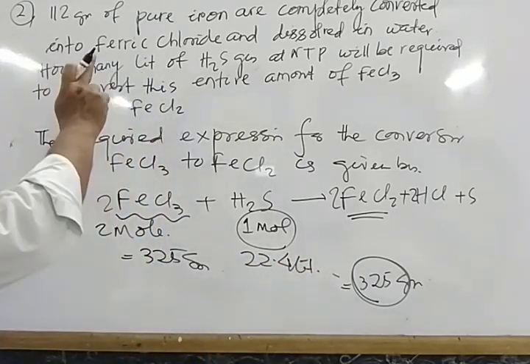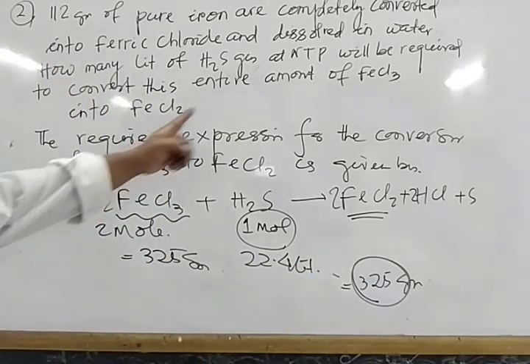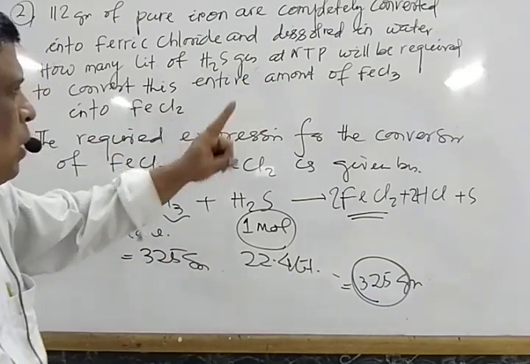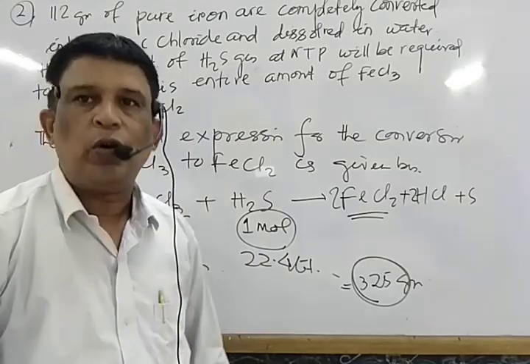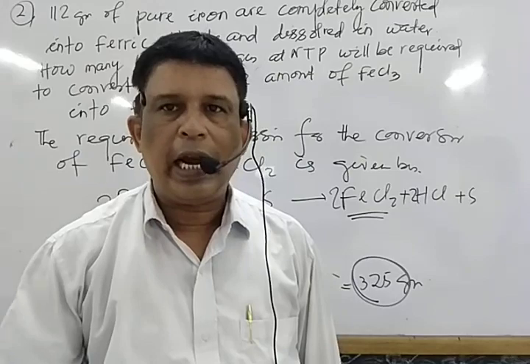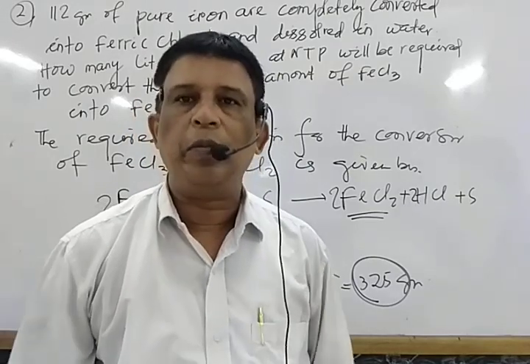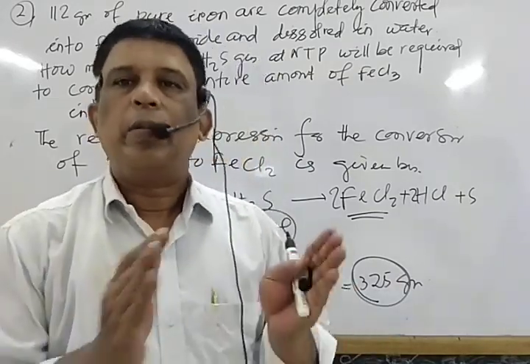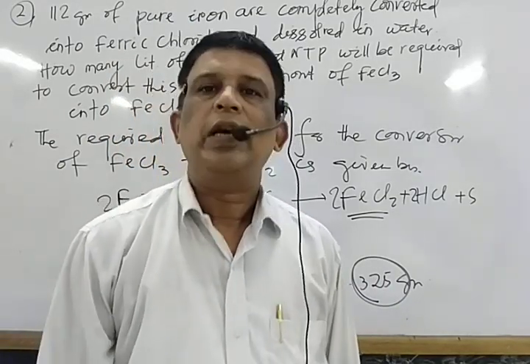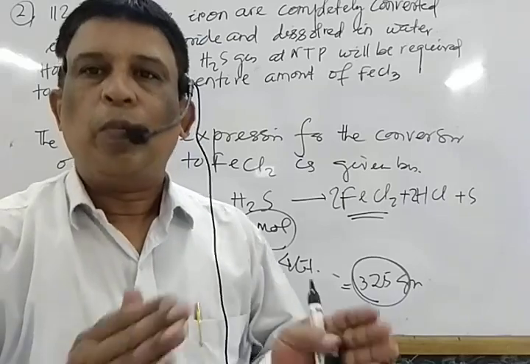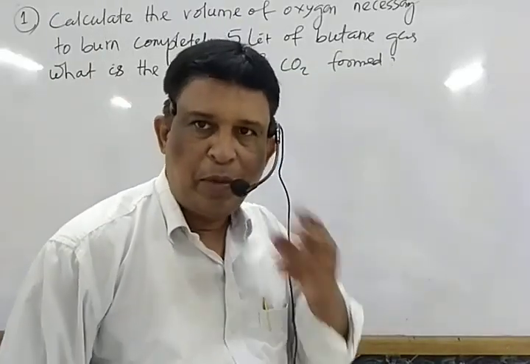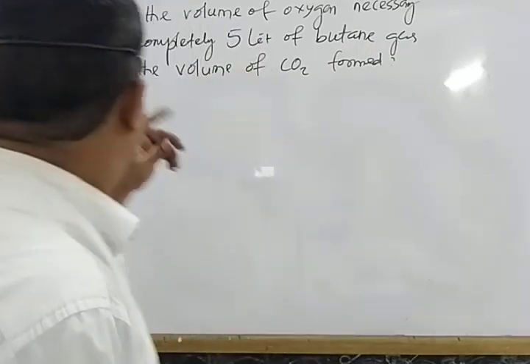That means 22.4 liter of hydrogen sulfide gas at NTP will be required for converting this total amount of ferric chloride into ferrous chloride. It is a little idea about the second type of problem, the relationship between mass and volume. Then move to the third type of problem, the relationship between volume and volume. Mark the next problem.